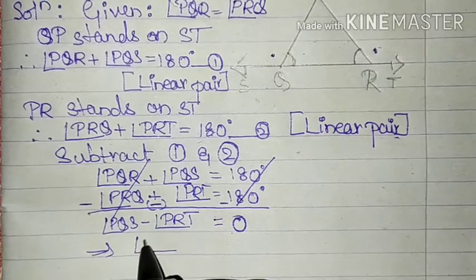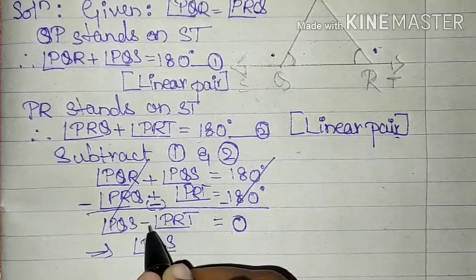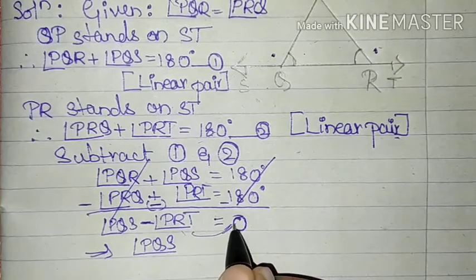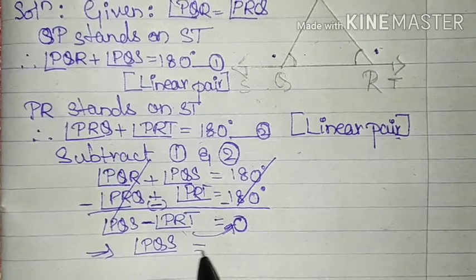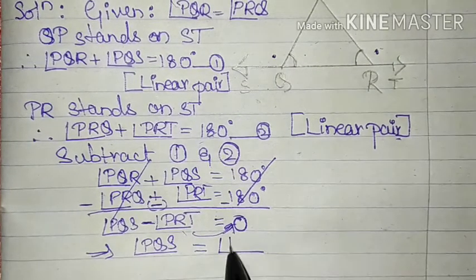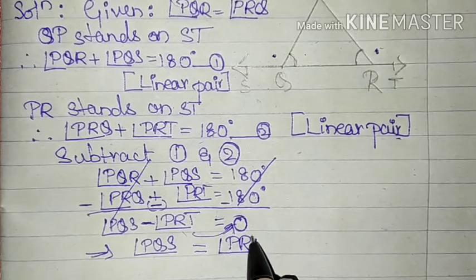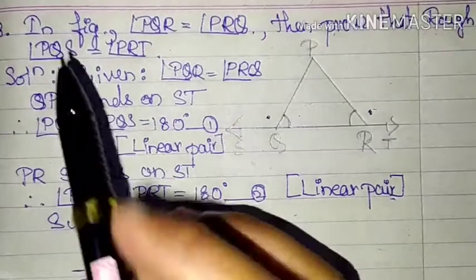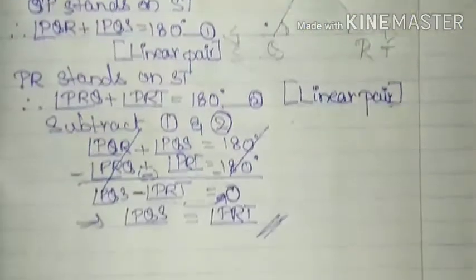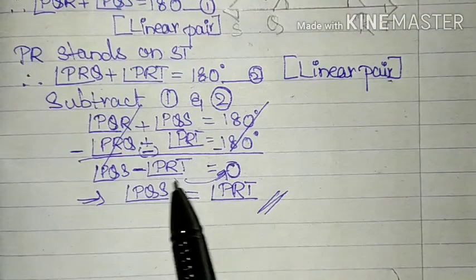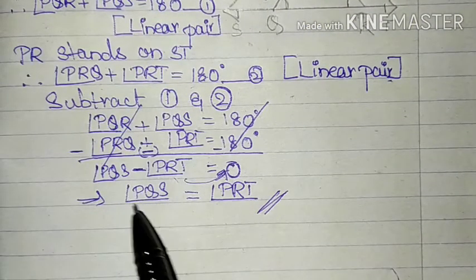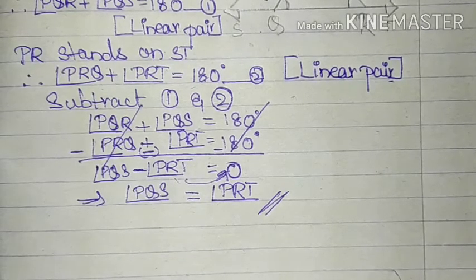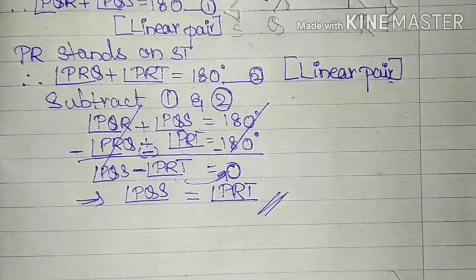This implies angle PQS, when I transpose this minus PRT to the right hand side of the equation, minus becomes plus. We will get PQS is equal to PRT. So we were supposed to prove angle PQS is equal to angle PRT, and on subtraction and simplifying the whole thing, we got angle PQS is equal to angle PRT. This is the required solution.